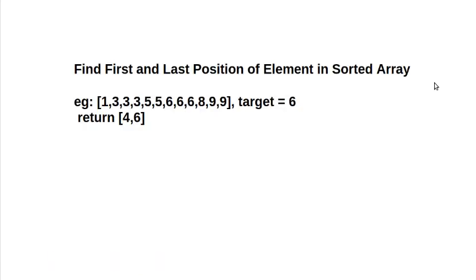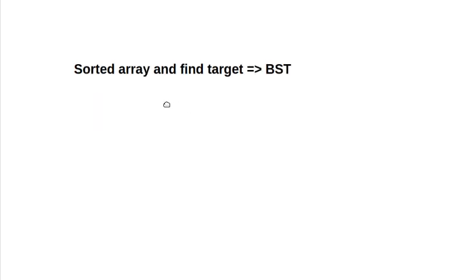So this is the problem. We are required to find the last and the first positions of an element in a sorted array. Whenever you see this question, what comes into your mind? We have a sorted array and you need to find a target. Obviously, everybody who knows it thinks of binary search. When it's sorted and we have to find the target, it's binary search, and we choose it because it's faster than the others.